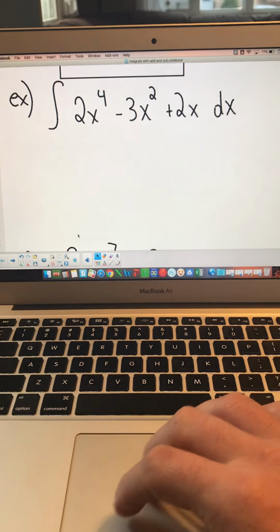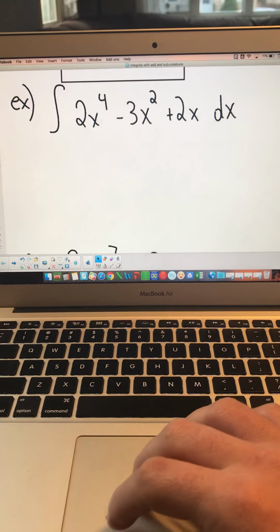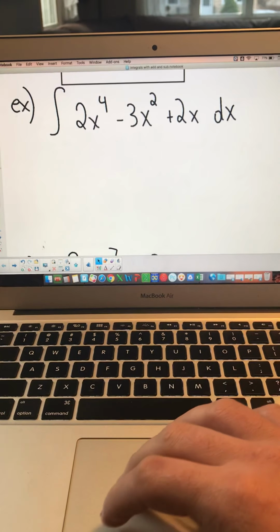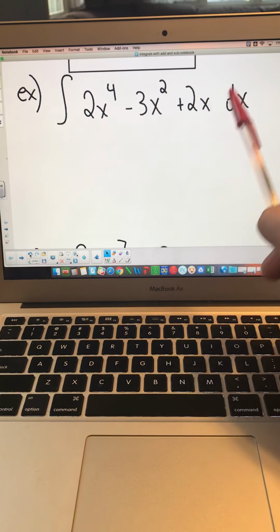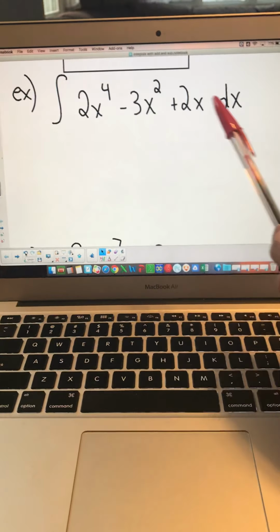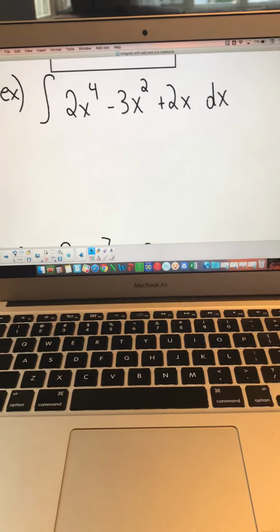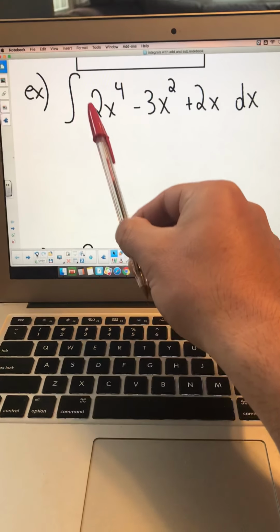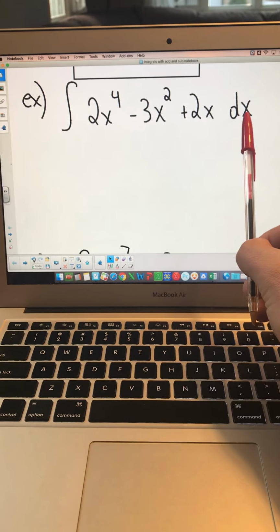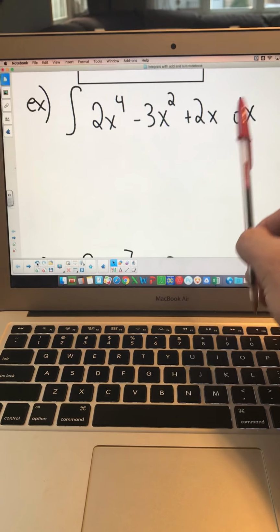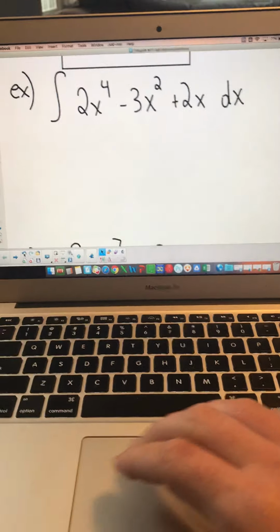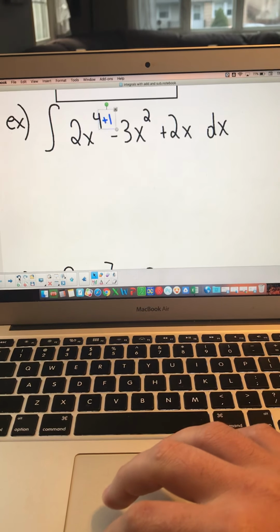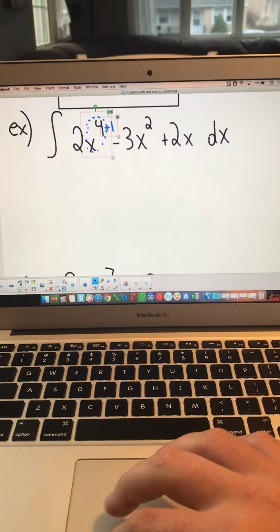Now, what we're looking at here, this is all great. We've got all exponents, no radicals, no fractions. We're solid. Here we go. The integral of this function with respect to x. We don't have to worry about this. We're focusing here, integrating this. All right? So, we're looking at each part.